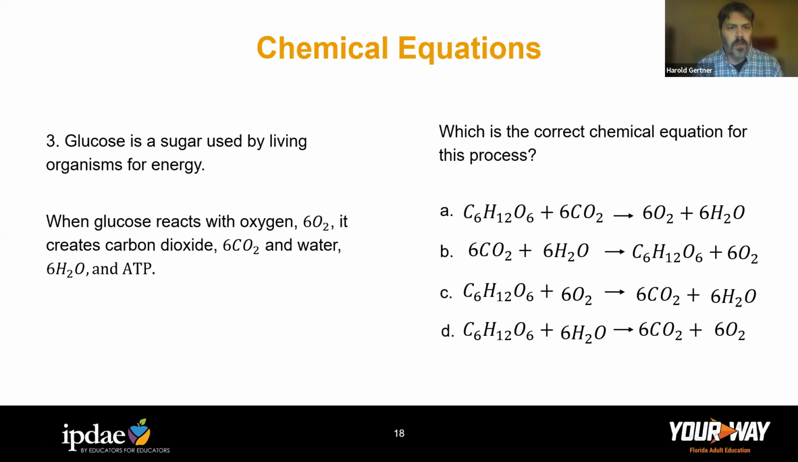All right. Glucose is a sugar used by living organisms for energy. When glucose reacts with oxygen, and then we have 6 CO2, they're kind of helping us out here a little bit, it creates carbon dioxide and water and ATP. Oh, this feels a little weird. But which is the correct process for this? Which of the answers describes what's written over here?